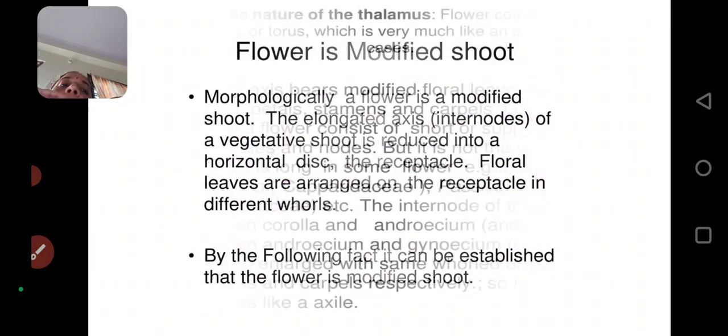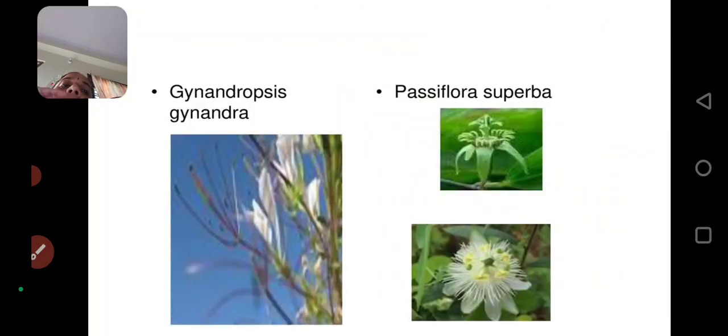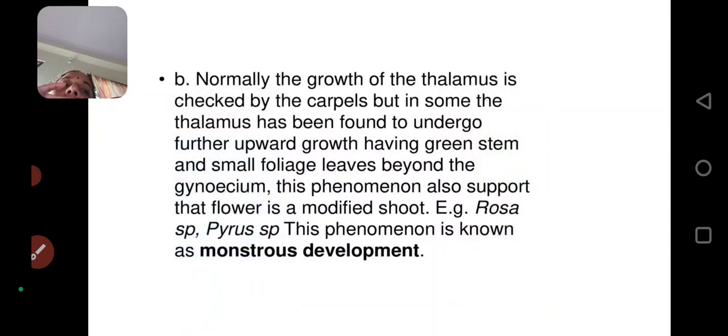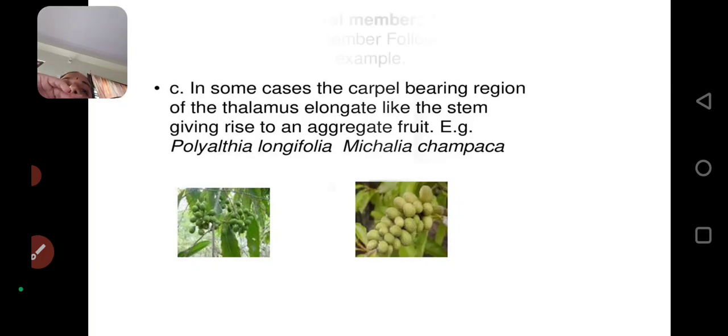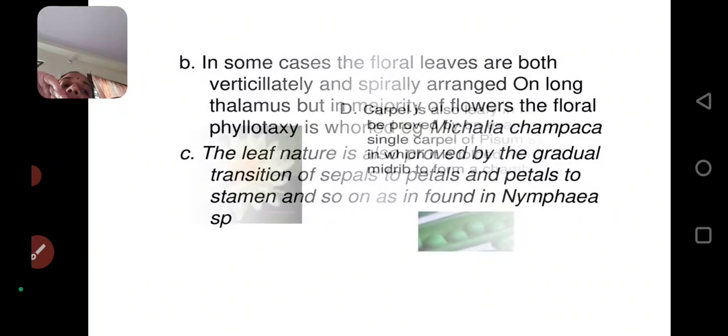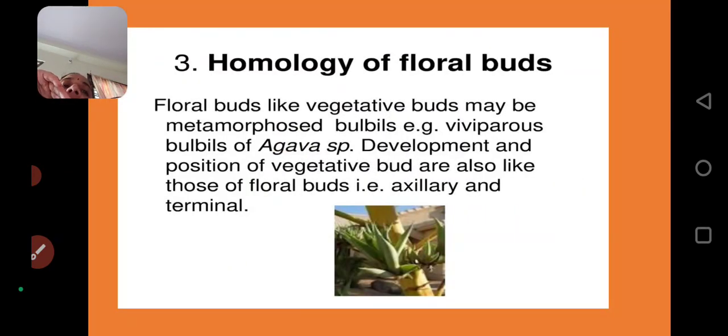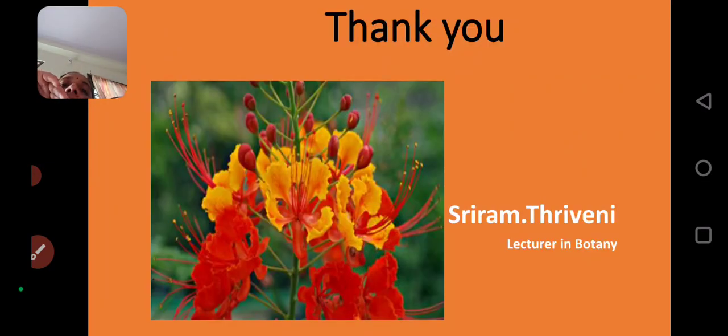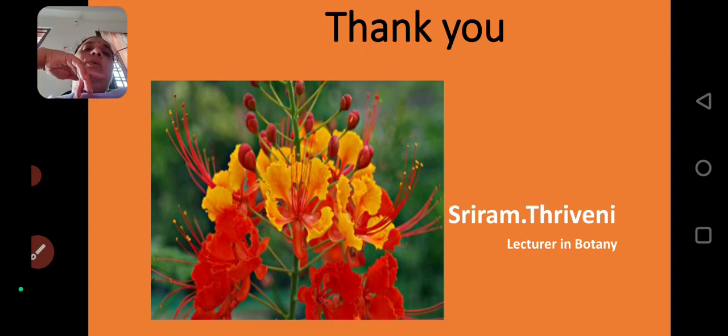So this is about the technical description of the flower. This is very useful for classifying the families in taxonomy. This is a very important topic.